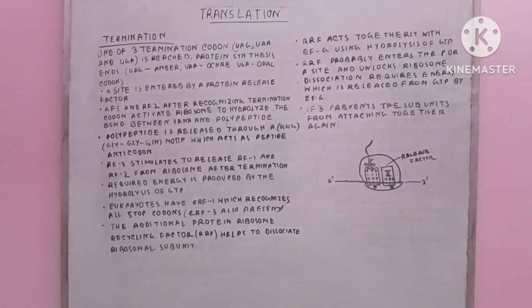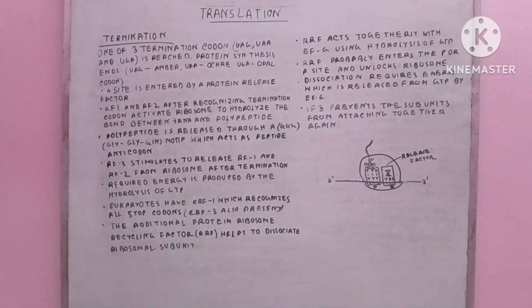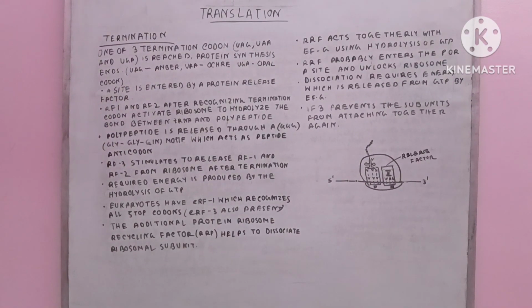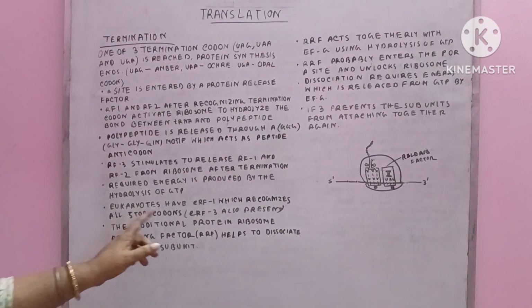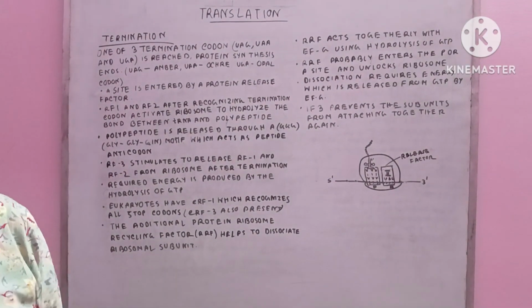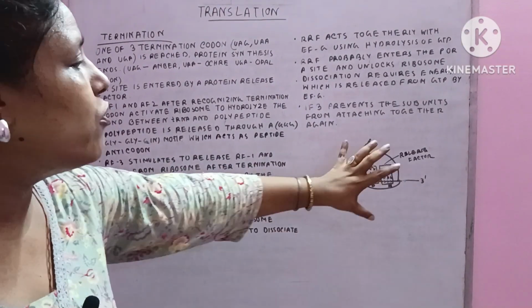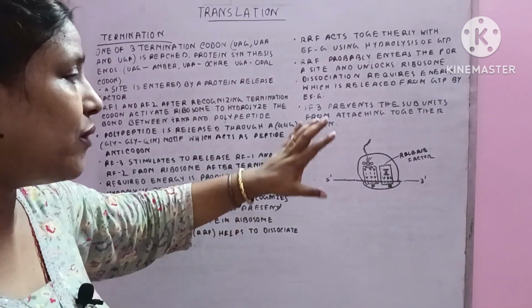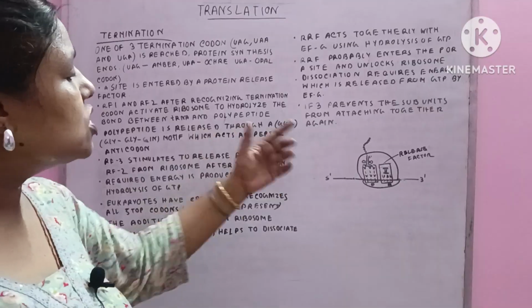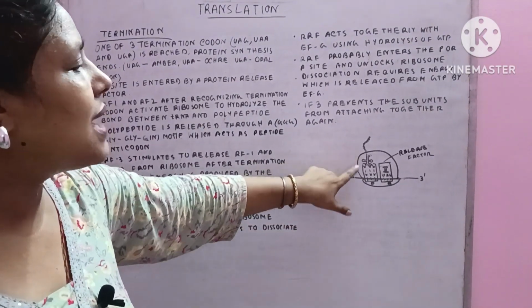This is called the RRF factor. Its function is to help dissociate the ribosomal subunits. RF1 and RF2 recognize the termination codon, but RRF's function is to release the ribosomal subunits. The large subunit and the small subunit have joined each other and formed a complex. So when the stop codons are recognized by the releasing factor, this RRF tries to break or split the ribosomal complex.